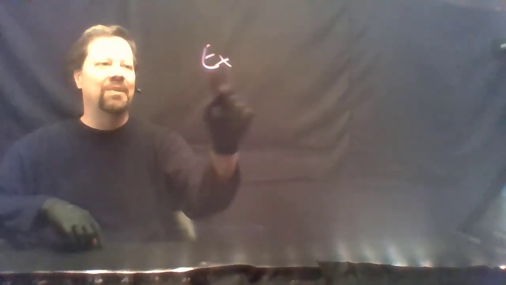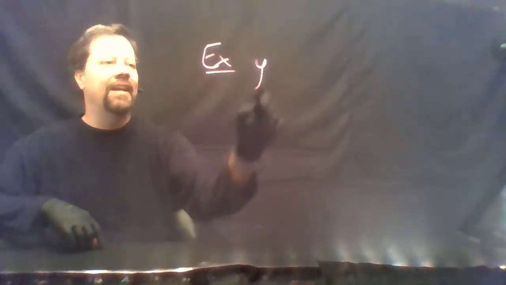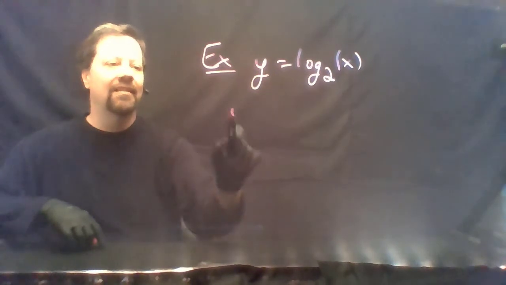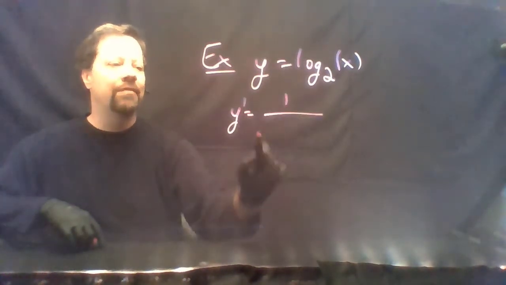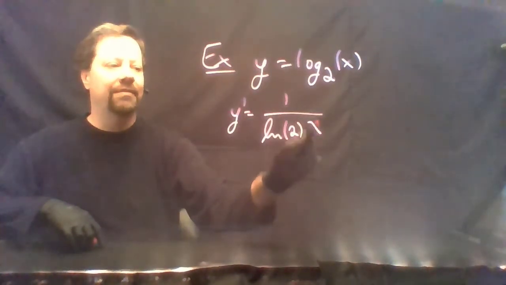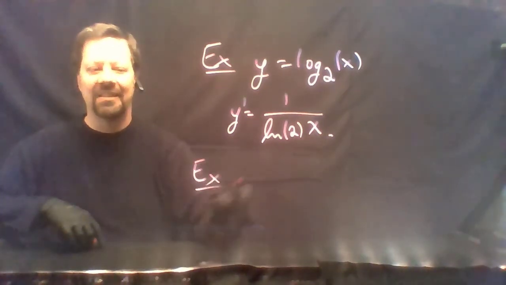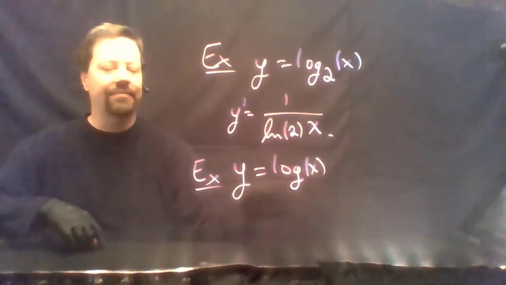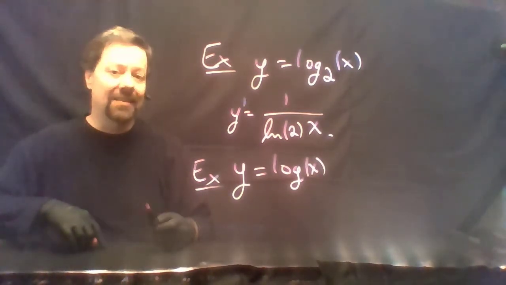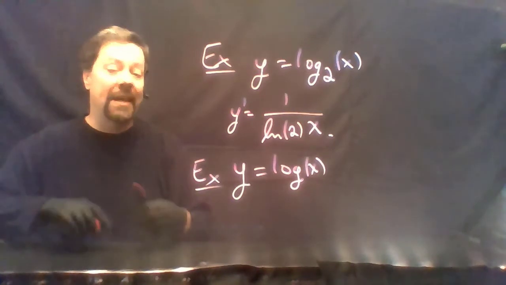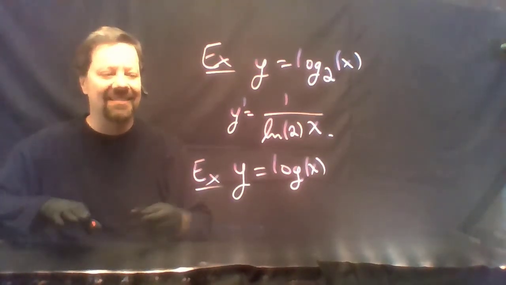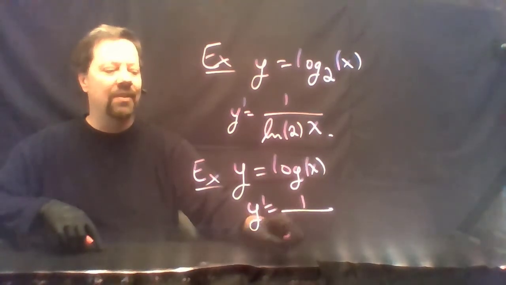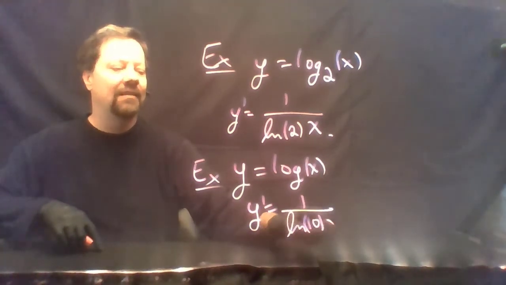So for example, if I have y equals log base 2 of x, then y prime is 1 over the natural log of 2 times x. If I write y equals log of x, normally at this level, when we write log, we mean log base 10. In that case, y prime is going to be 1 over the natural log of 10 all times x.